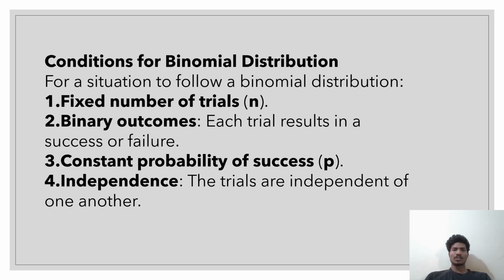Conditions for binomial distribution. For a situation to follow a binomial distribution, it must have a fixed number of trials, binary outcomes, constant probability of success, and independence. Binary outcomes: each trial results in a success or a failure. Independence: the trials are independent of one another.